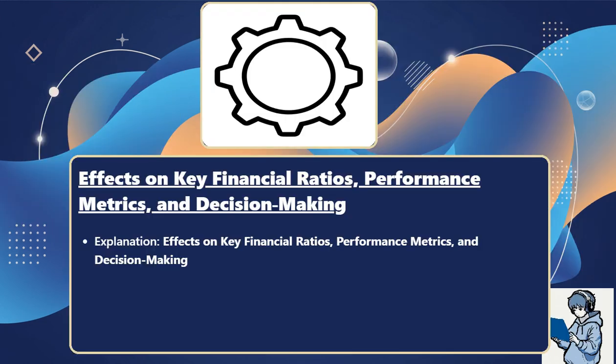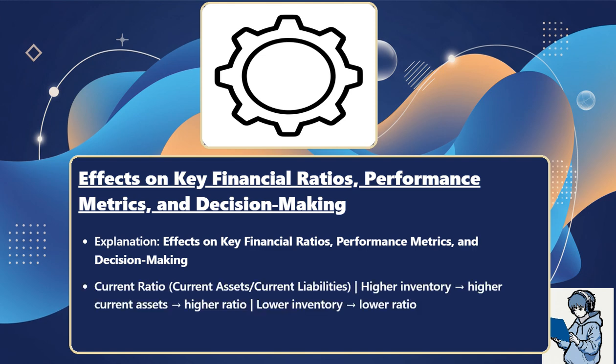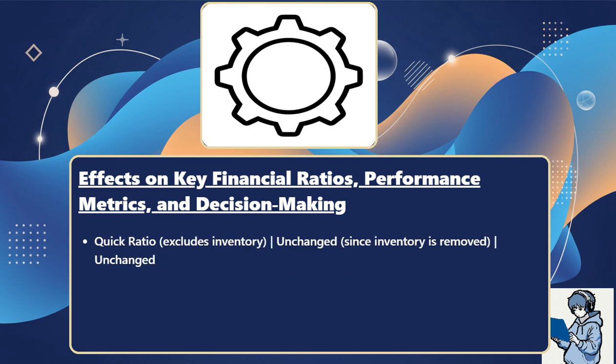Explanation: effects on key financial ratios, performance metrics, and decision-making. Current ratio: current assets divided by current liabilities. Under FIFO and inflation, higher inventory leads to higher current assets and thus a higher ratio. Under LIFO, lower inventory leads to a lower ratio. Quick ratio, which excludes inventory, remains unchanged under both FIFO and LIFO, because inventory is removed from the calculation.